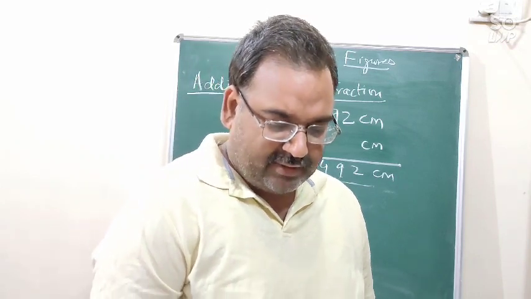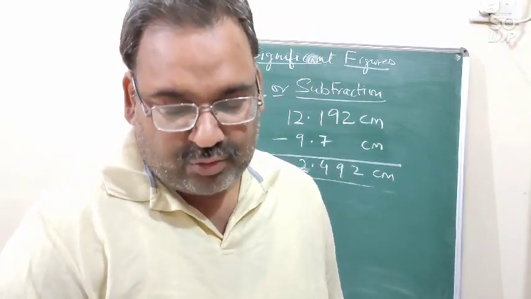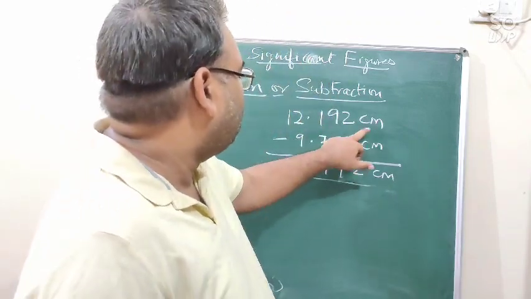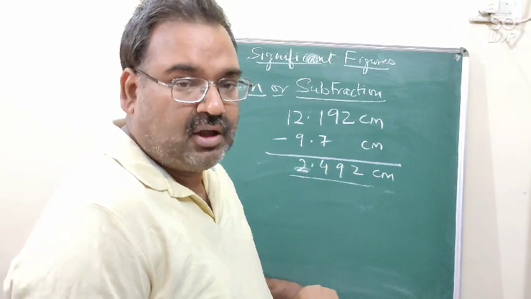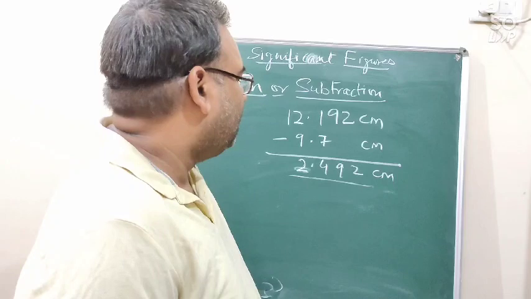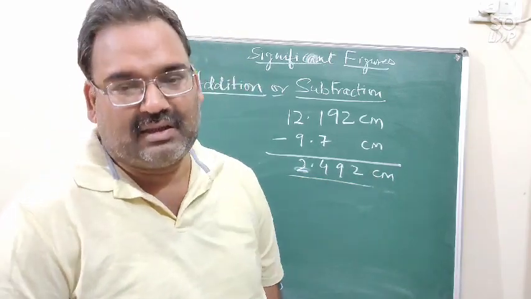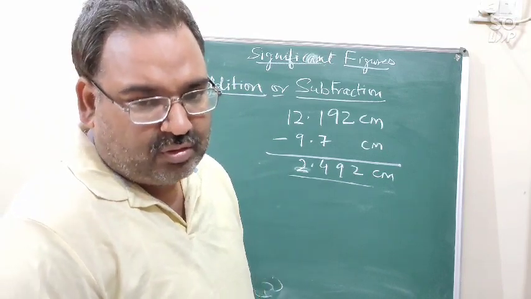The same method is adopted for subtraction. What we will find out? We will find out the least accurate digit after the decimal. So again, let us take the measured lengths of two sticks, 12.192 centimeter and 9.7 centimeter. Now 9.7 is subtracted from the 12.192 centimeter length. What do we get? We get 2.492 centimeter. This is the answer. Now we have to round it off.